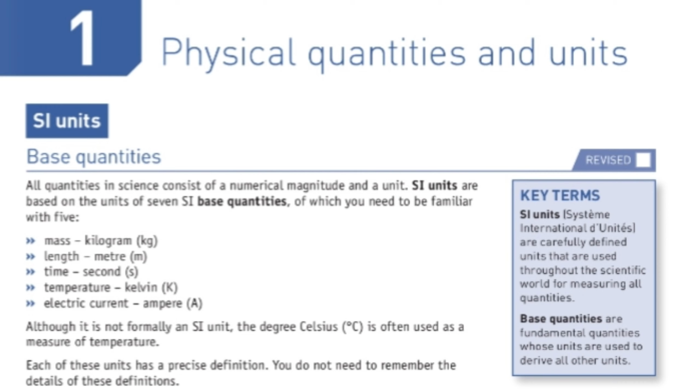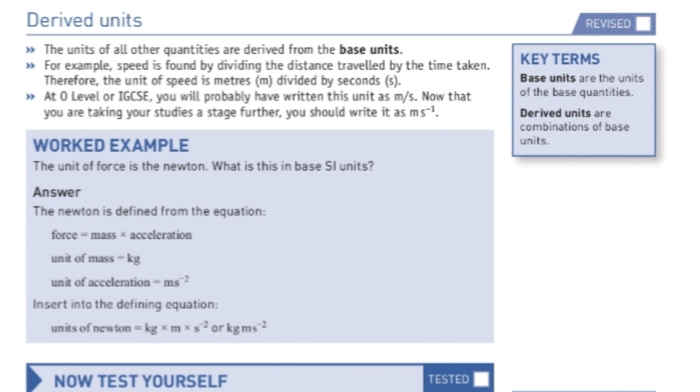SI units, Système International des Unités, are carefully defined units that are used throughout the scientific world for measuring all quantities. Base quantities are fundamental quantities whose units are used to derive all other units. Derived units. The units of all other quantities are derived from the base units.